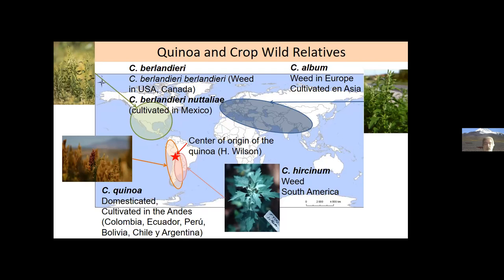In other parts of the world, we also have another crop relative, Chenopodium album, in Europe, where it is only a weed. But in Asia and in some parts of the Himalaya, this Chenopodium album is cultivated today. So it is interesting to see that the different quinoa crop relatives could have some links to the development and expansion of the crop.